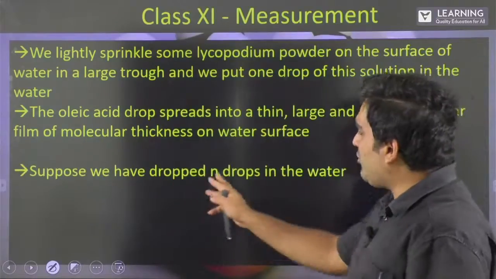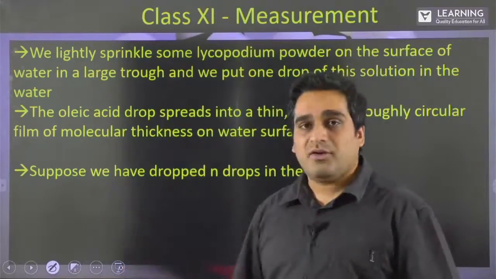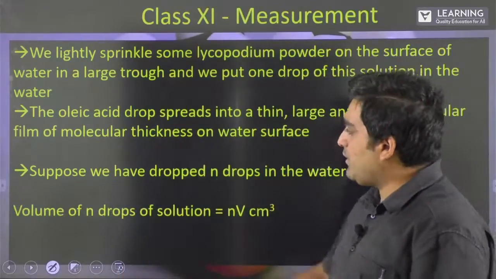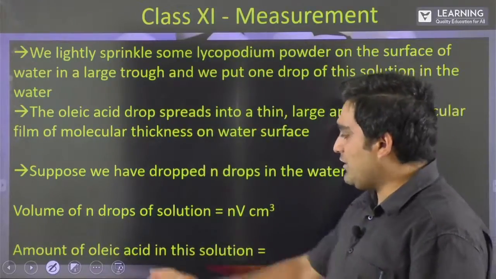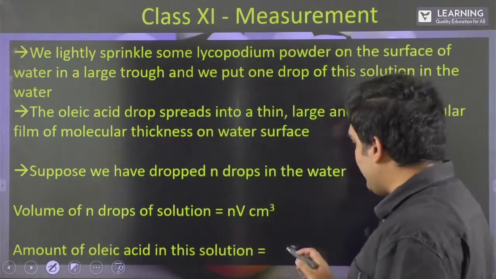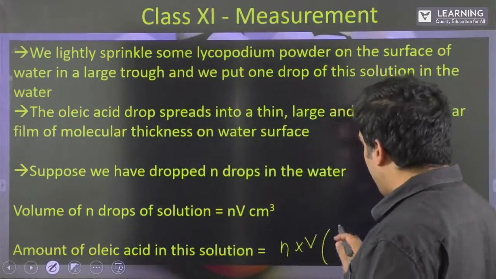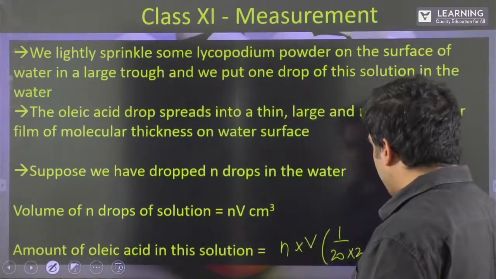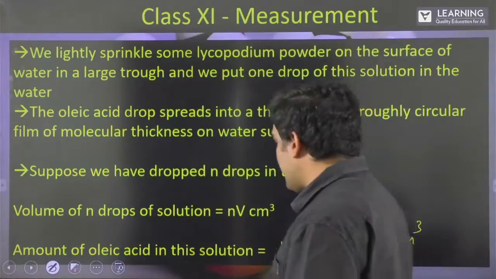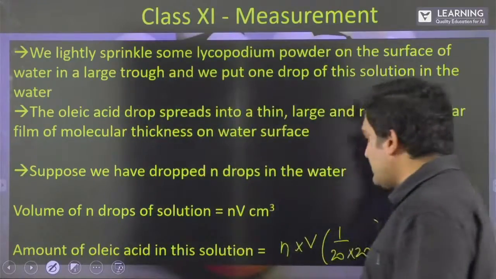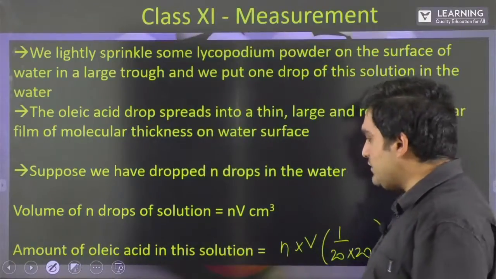Now, suppose we have dropped n drops in water, just like we extracted n drops. The volume of n drops of the solution is n times V centimeter cube, and the amount of oleic acid in the solution is n times V times 1 by 20 times 1 by 20 centimeter cube per centimeter cube. So this is how you find the volume of n drops and also the amount of oleic acid in the solution.